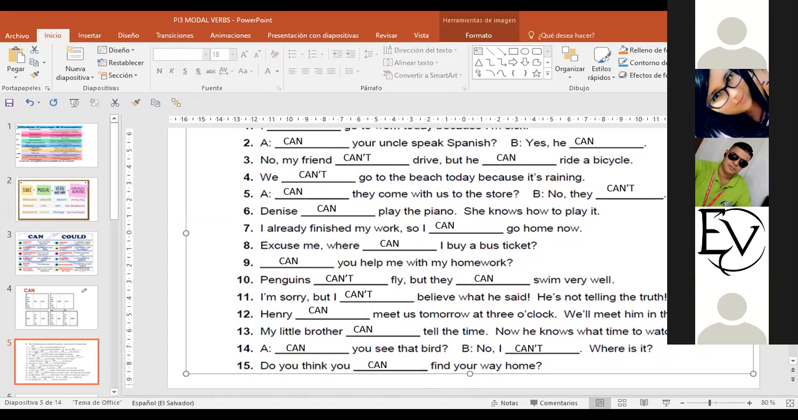Yes, teacher, I think number 13 is can't. My little brother can't tell the time. Now he knows what time to watch TV. Why do you think it's can't?